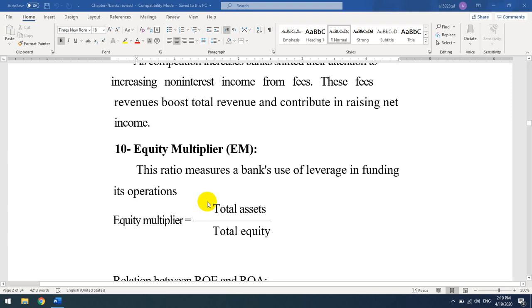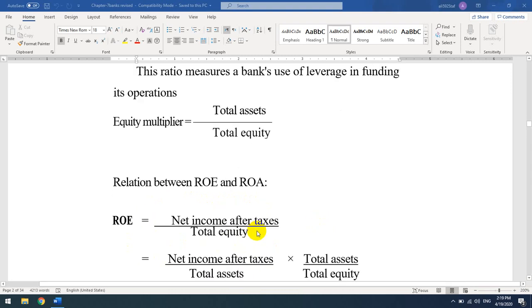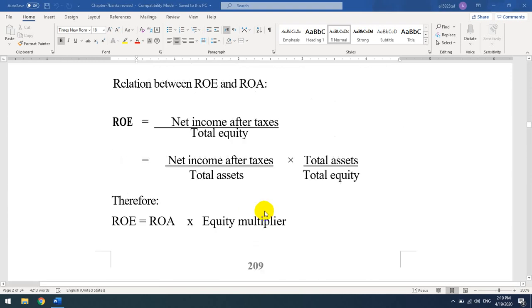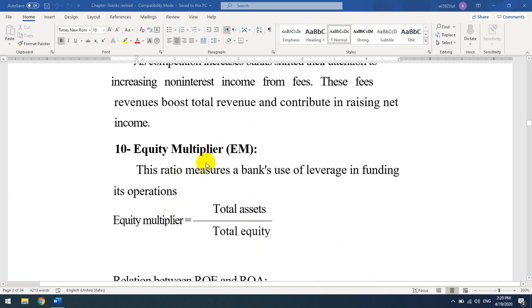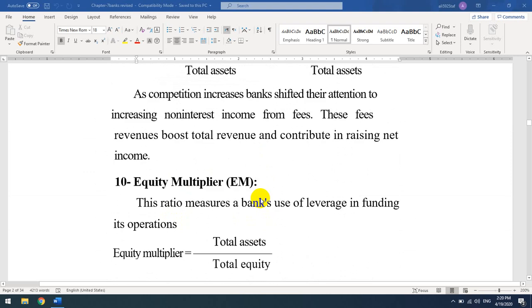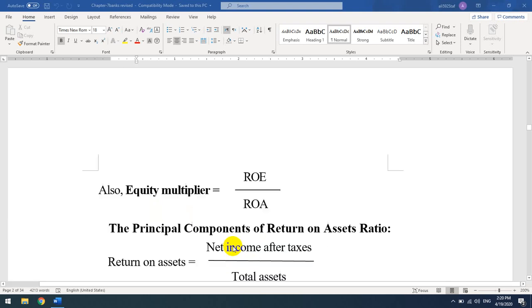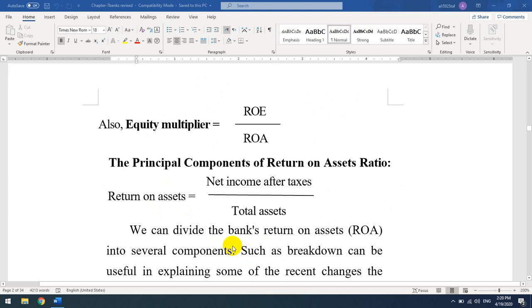Ratio number ten, equity multiplier, equals total assets divided by total equity. Total assets divided by total equity, equity only. It's a very important measure in commercial banks, which we call the equity multiplier. It is a special measure for commercial banks; other business corporations are not accepted to have an equity multiplier like this. Total assets equal total equity many times. It could come to 10 times equity.